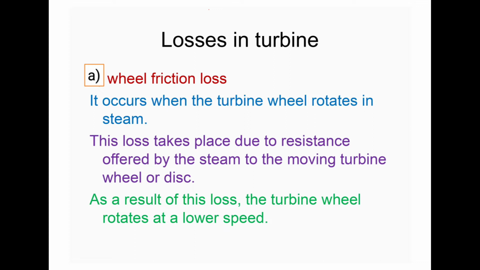The wheel friction loss is one of the important losses which leads to reduced turbine efficiency. It occurs when the turbine wheel rotates in steam. This loss takes place due to resistance offered by the steam to the moving turbine wheel or disc. As a result of this loss, the turbine wheel rotates at a lower speed.